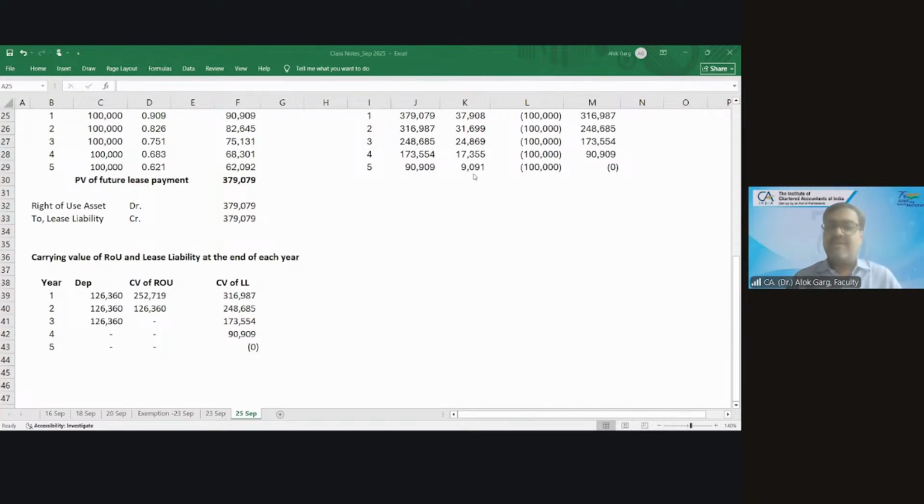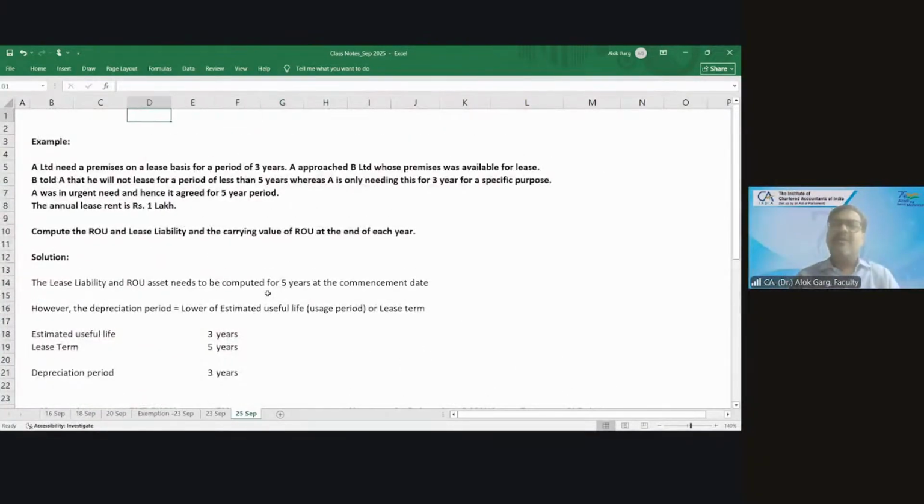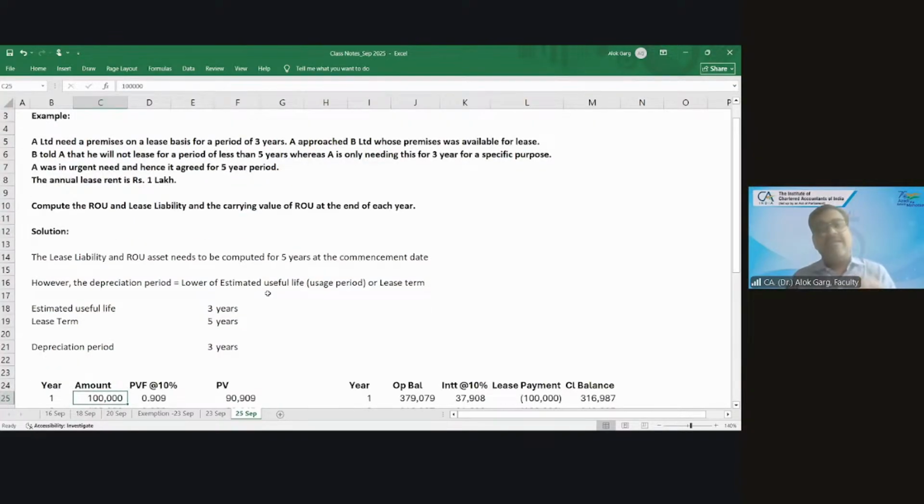So the only problem in this question is where the students make mistakes. At times either you compute ROU and lease liability for 3 years, or you depreciate for 5 years. Both are wrong. The computation of ROU and lease liability is for 5 years, and then depreciation for 3 years, only for ROU.